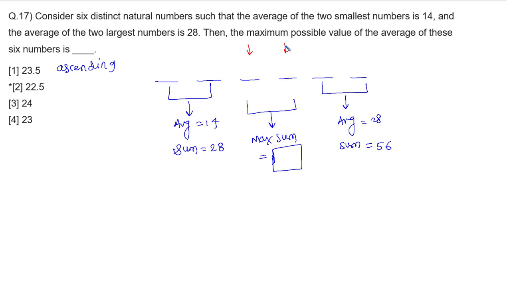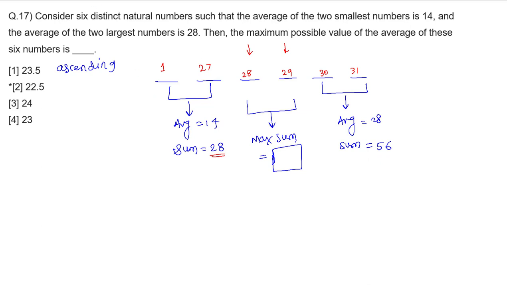So for now what I will do is, sum is 28 over here. I will keep 1 here and I will keep 27 over here. So in that case, if this number is 27, this number has to be minimum 28, minimum 29. This number has to be minimum 30, minimum 31. And 30 plus 31 is equal to 62, not 56. So this is invalid, everyone.